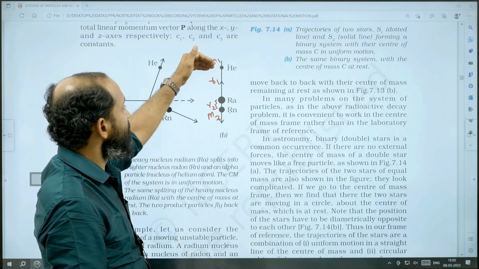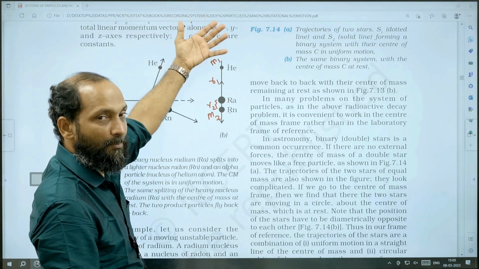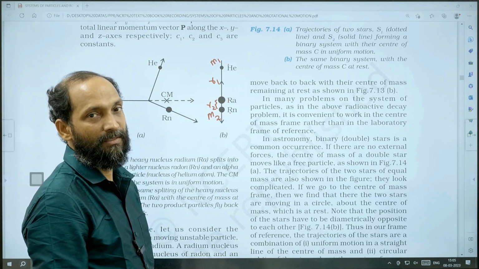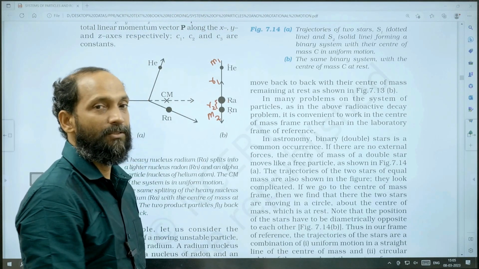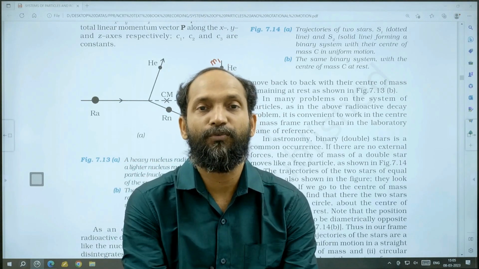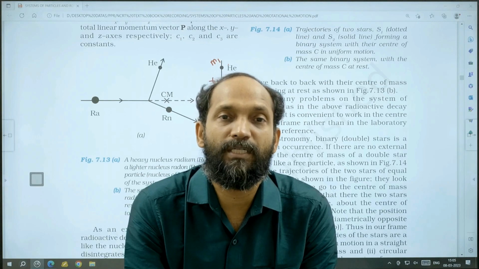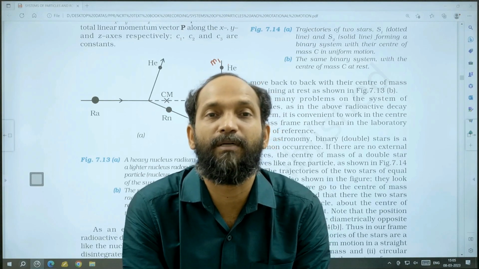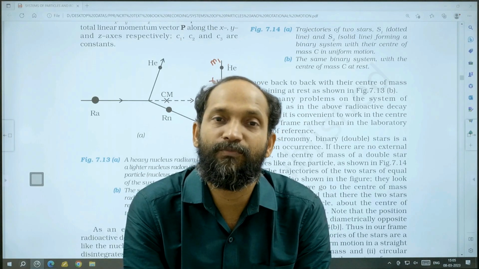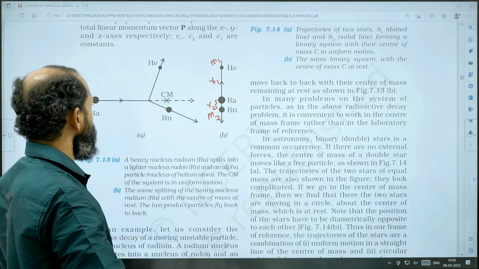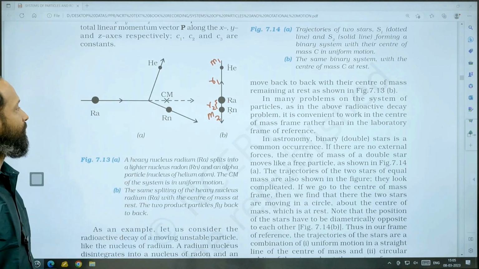The lighter one, helium, has moved far apart. The heavier one, radon, has moved only very little. So we can locate the position of the center of mass of a two particle system very easily. The center of mass of a two particle system will be close to the heavier mass. This idea is used a lot in competitive examinations. Here is another example of center of mass.